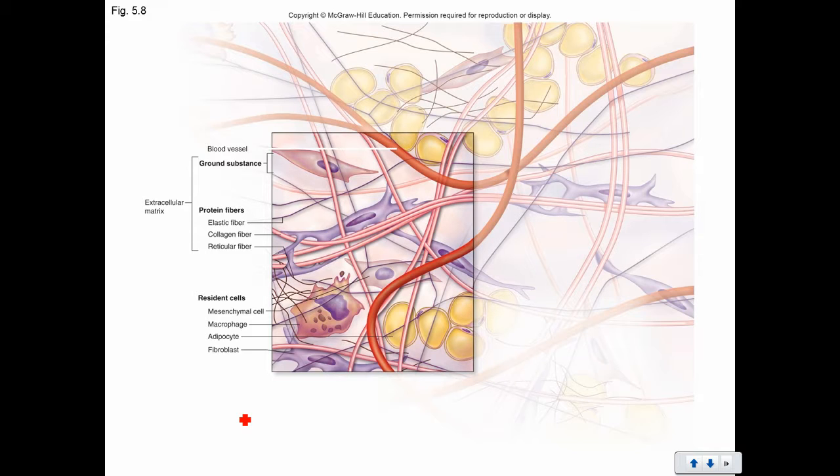Okay, so first of all, we have to look at what a connective tissue is made up of. And a connective tissue is made up of 2 main things. So when we look at connective tissues, 2 main things. Number 1, we have the cells of that tissue. And then we have what's called the extracellular matrix.